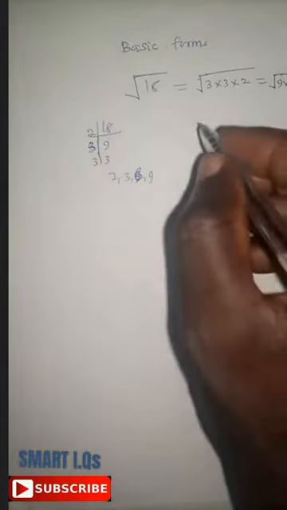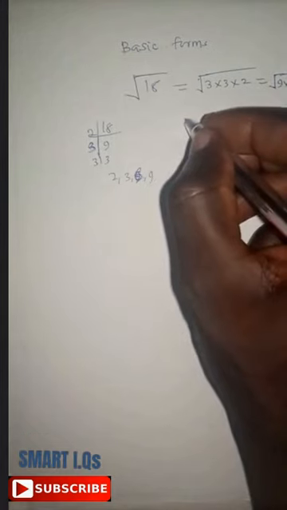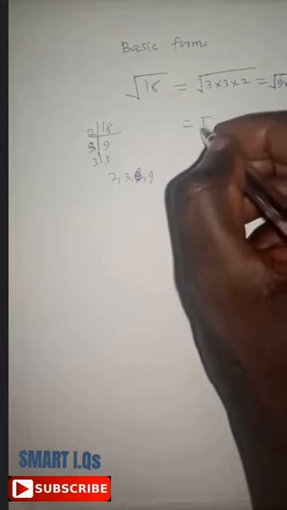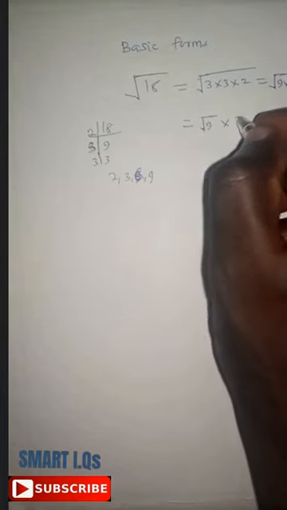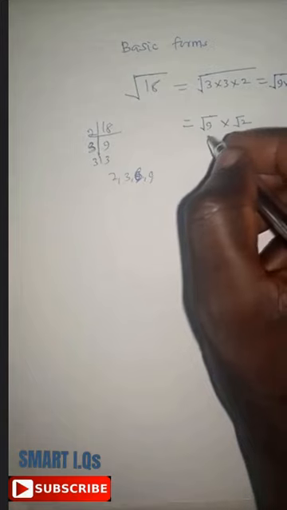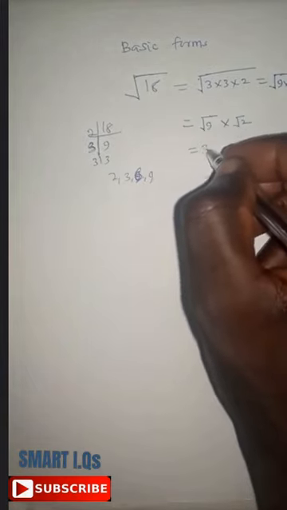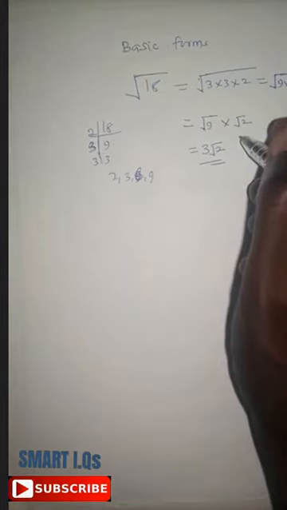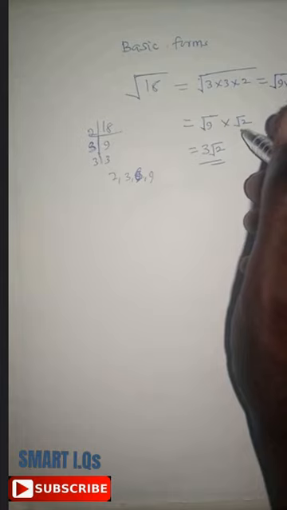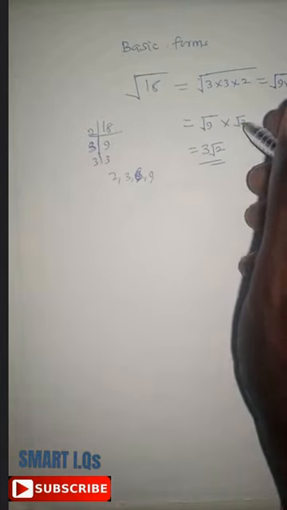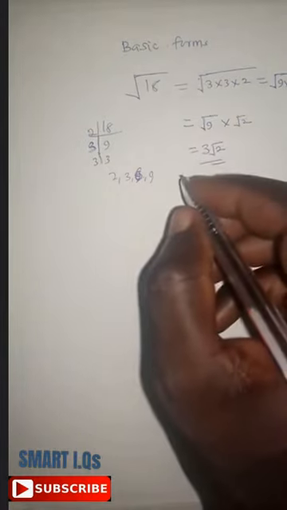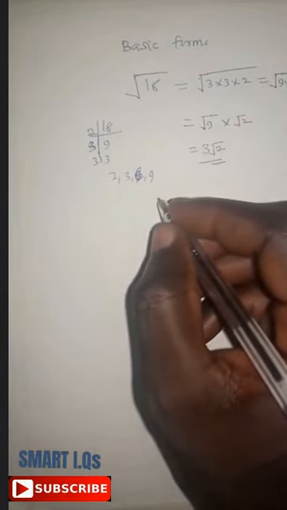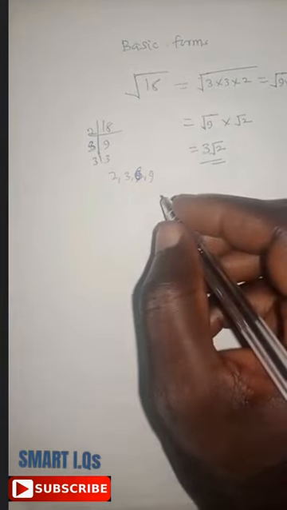Good. So coming down, that means we are going to have something like this: the square root of 9 times the square root of 2. And the square root of 9 is equal to 3, so we have 3 square root 2. So this has been expressed in a basic form. Are we together? Good.